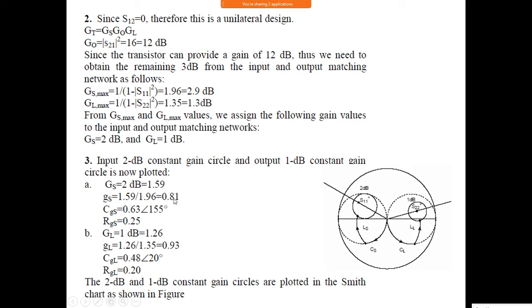Okay. So now we have to choose the ZS for this problem. To choose that ZS value, you have to draw the circle. That is a gain circle we have to draw. I want GS equal to 2 dB. What I have to do? I have to draw the 2 dB gain circle. To draw the 2 dB gain circle, you should find out the center of the circle and the radius of the circle.